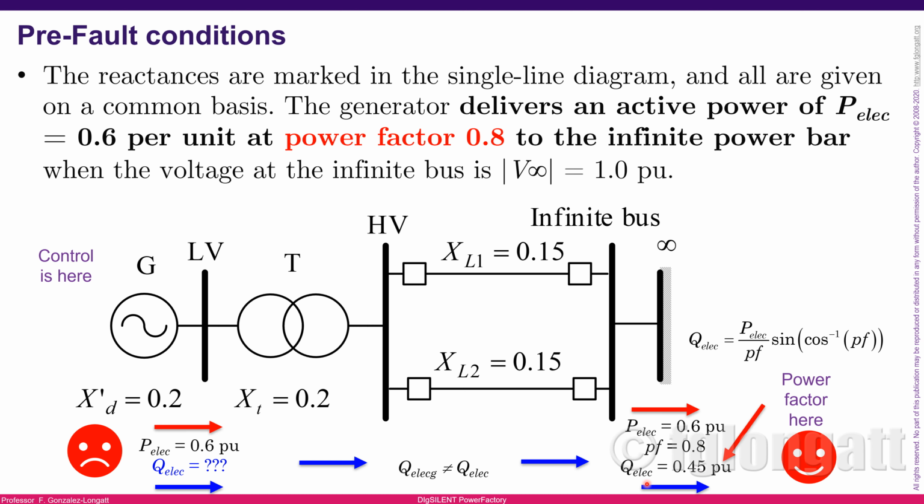Because if we are receiving here 0.45 per unit, there are losses here, here, and here, and as a consequence, we don't know in a simple way the reactive power that we need to send here. And that is an issue, because we need to be sure that 0.45 per unit is reaching this infinity bus bar in order to start the calculations in a proper way, okay?